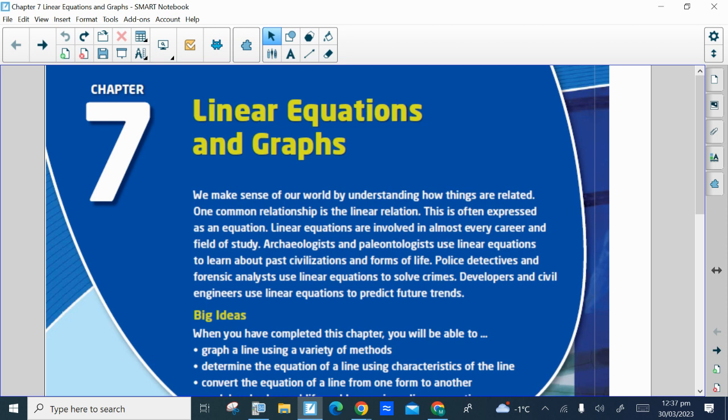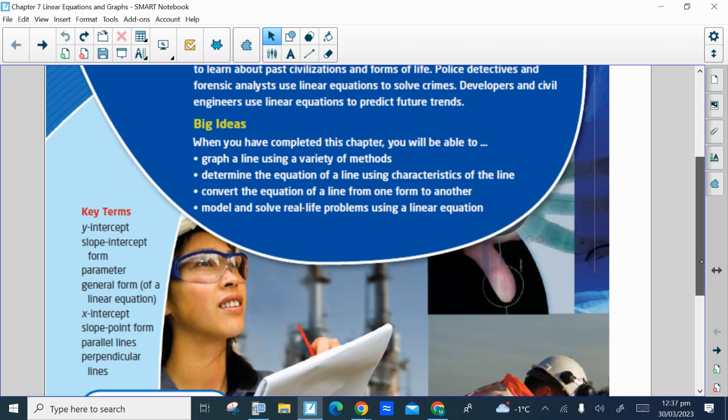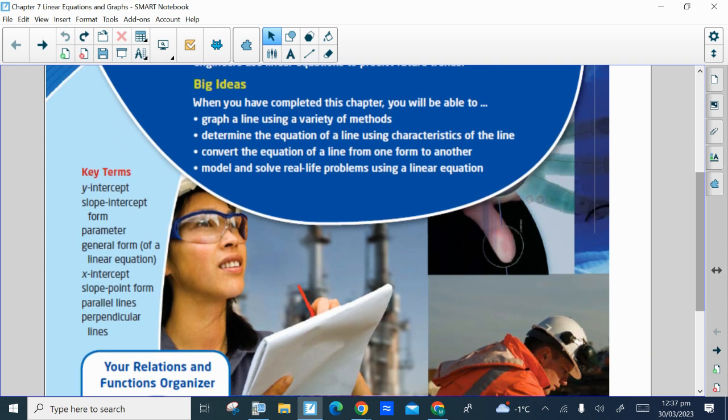Okay? So after this lesson, then we'll do the quiz on 6.3 to 6.5. So things that we're going to look at. What is the y-intercept of a line? What is the slope-intercept form of a line? What is the general form of a line? We'll look at the x-intercept of a line, the slope point form of a line, and we'll look at parallel and perpendicular lines.